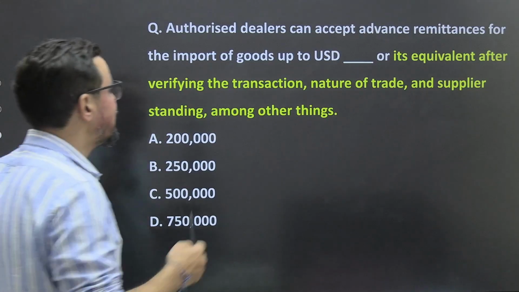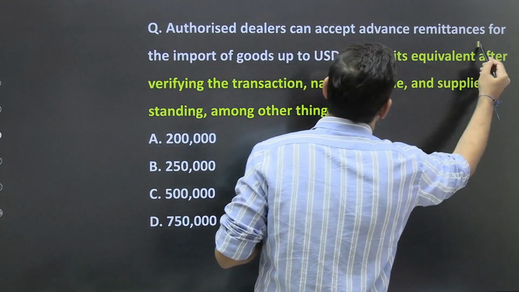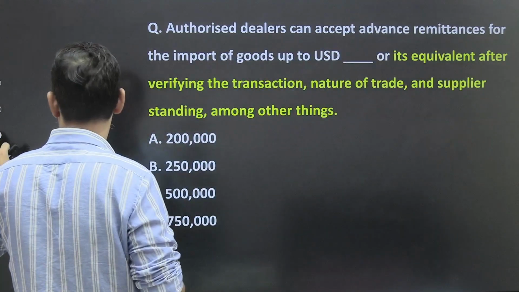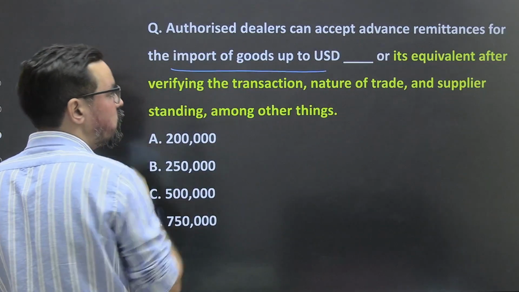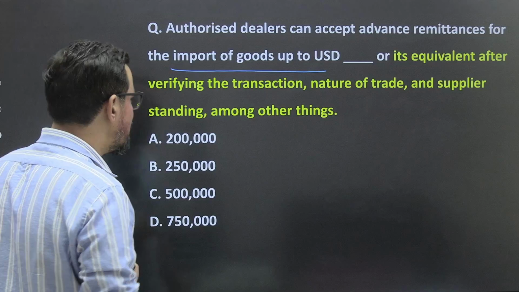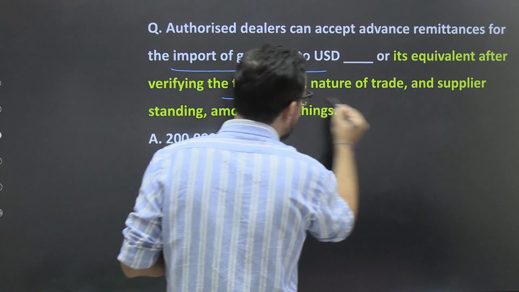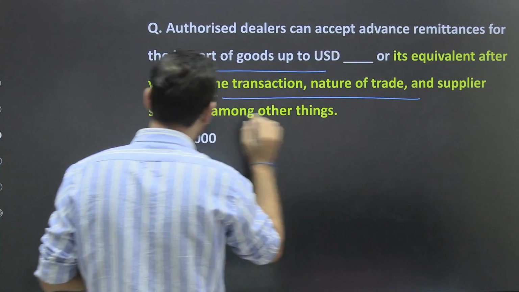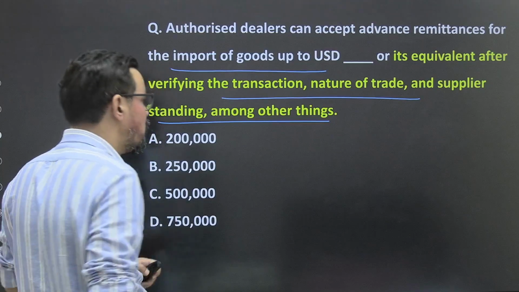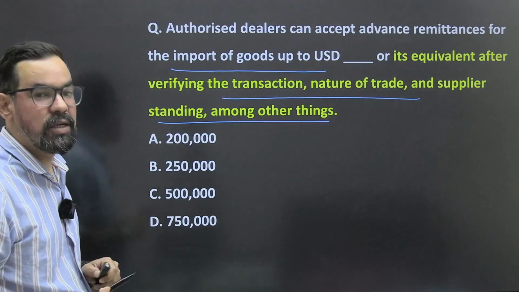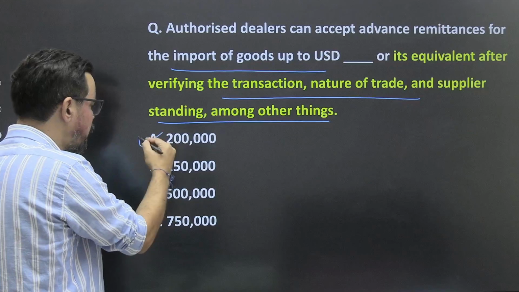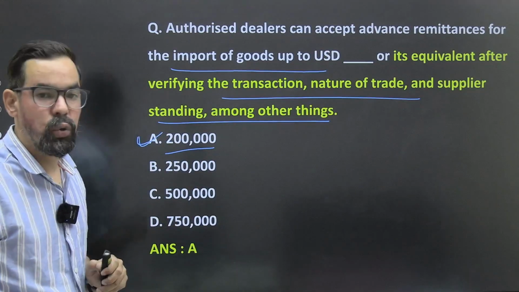Authorized dealers can accept advances, remittances for import of goods up to dash USD or its equivalent after verifying the nature of the transaction, trade, and supplier's standing, among other things. So what is the limit? It is 2 lakh US dollars. So what will be your correct answer? 2 lakh US dollars.